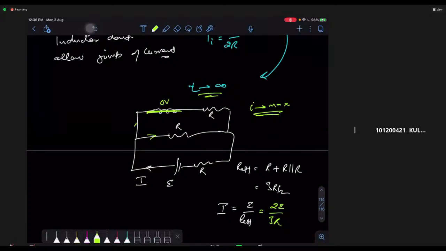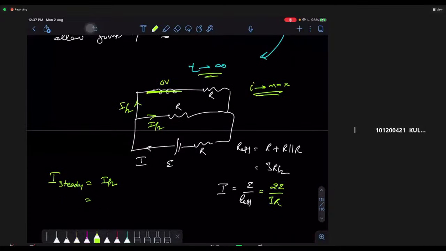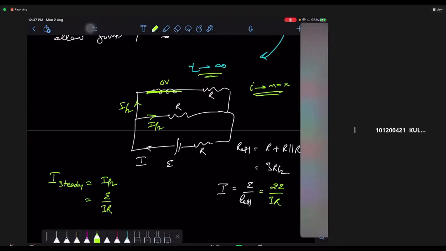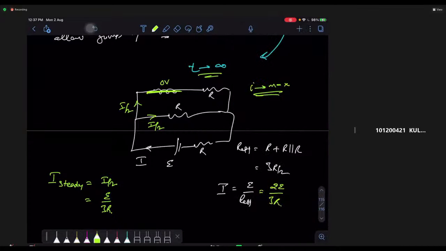And this is further going to be divided into two parts. The resistances are equal, so it will be divided in half. So what is the steady state current of the inductor here? It's I by 2, that is E by 3R, the steady state current. So my inductor is going to behave as a plain wire.